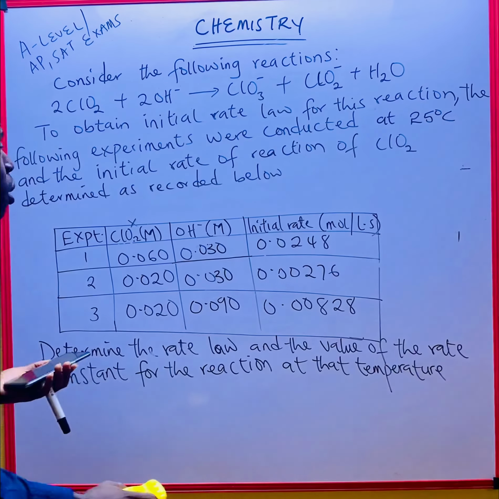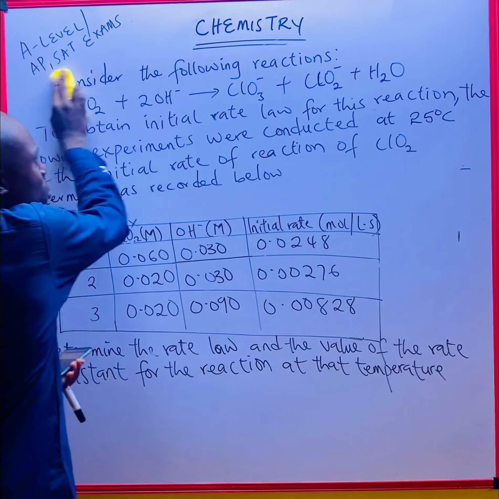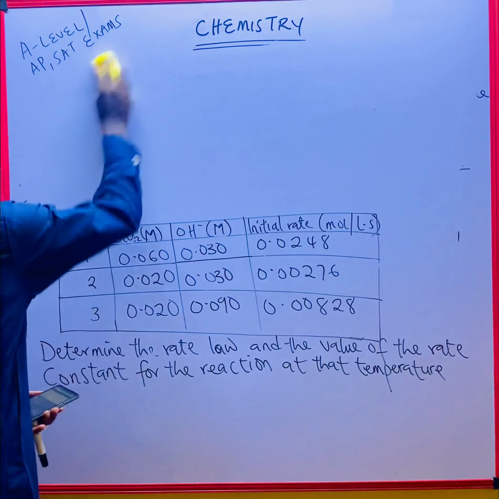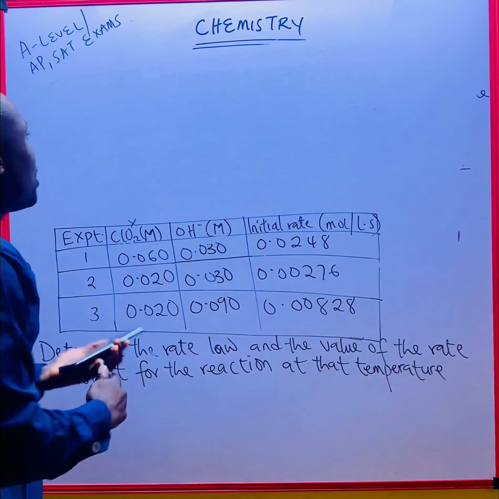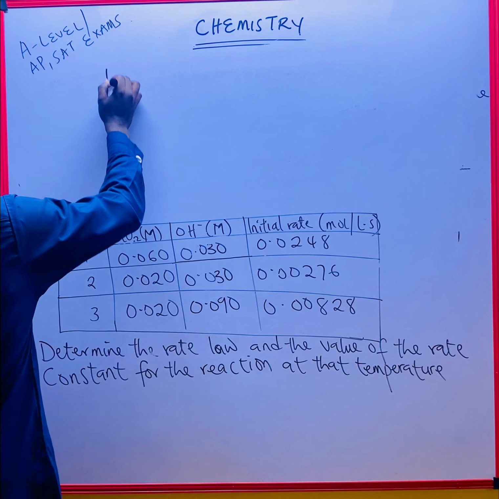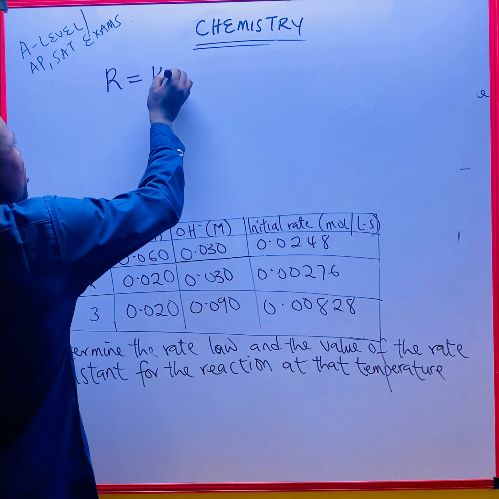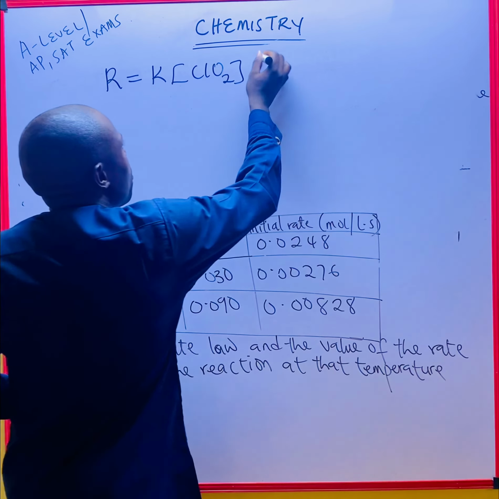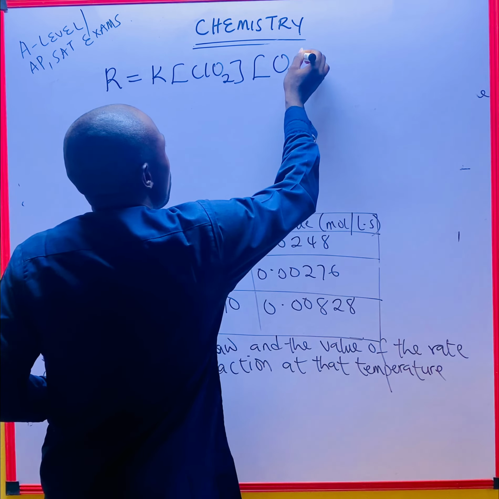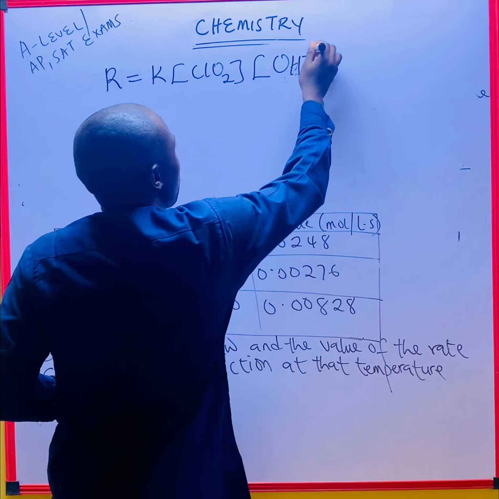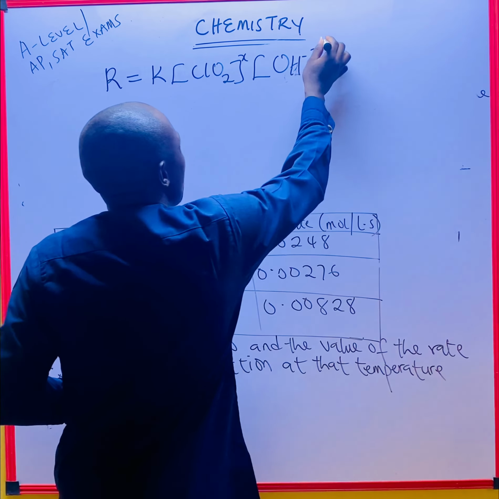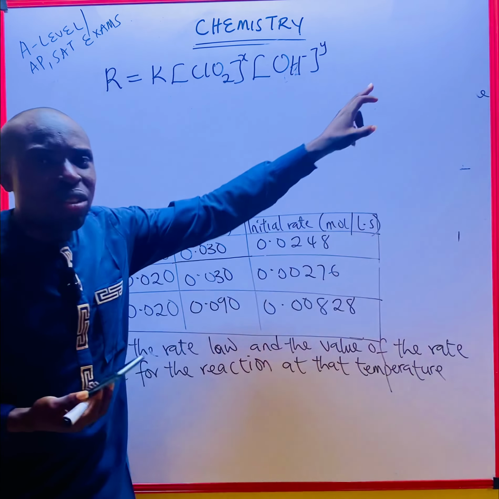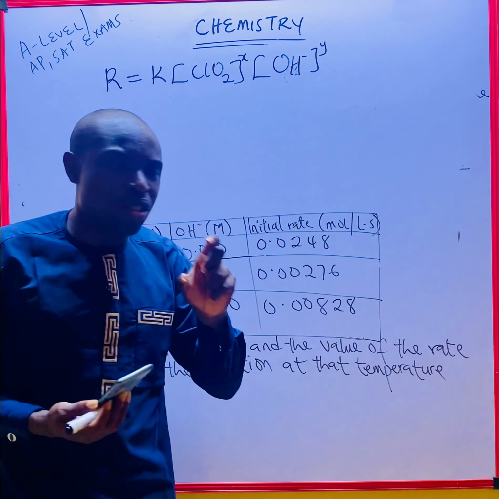Let me erase the board to create more space for this reaction. Let me erase the top. Now, the rate law is given as this. This is the rate law. You have ClO2. You have OH-, which is the hydroxide ion. Here is X and here is Y. Remember, the order of a reaction can only be determined by experiment. So these are the experimental data.